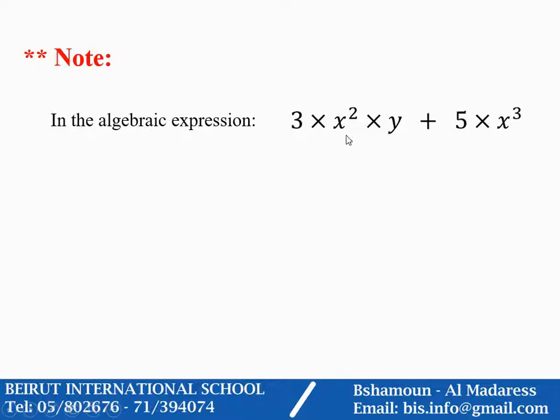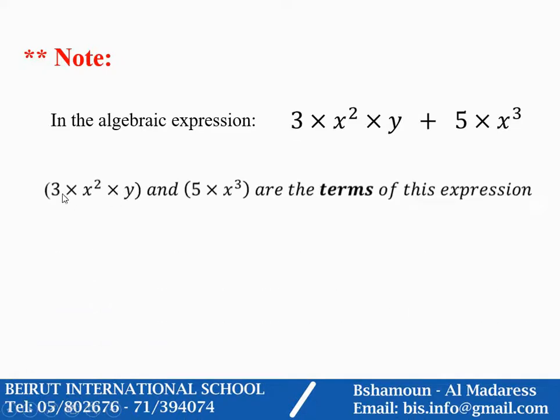Let us move to the note. In the algebraic expression, 3 times x squared times y plus 5 times x cubed, this is an algebraic expression. 3 times x squared times y, this one, and 5 times x cubed, this one, are the terms of this expression. The word term is so important in our lesson. Why do we consider that 3 times x squared times y is a term and 5 times x cubed is another term? Because whenever you have multiplication, you are in the same term. And once you get addition or subtraction, plus or minus, you are moving to another term.